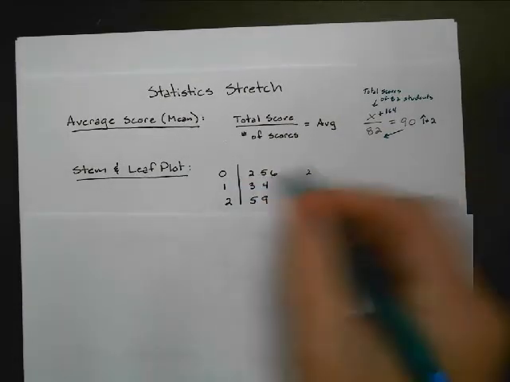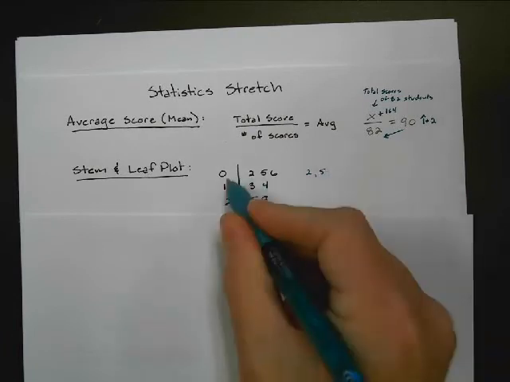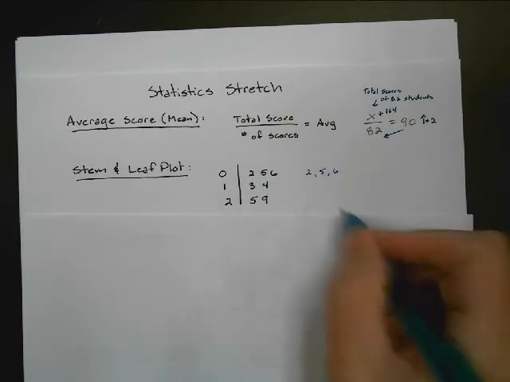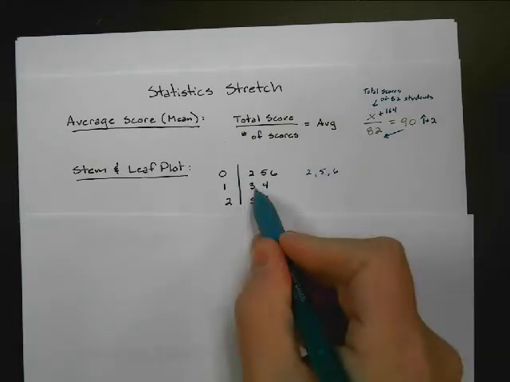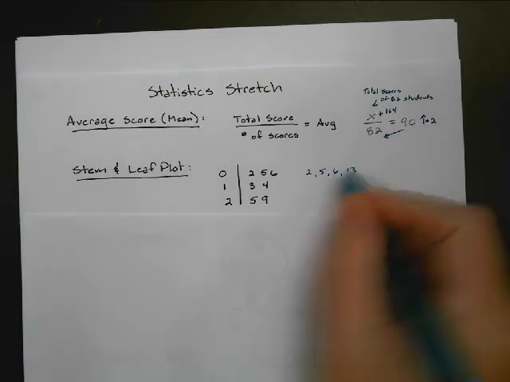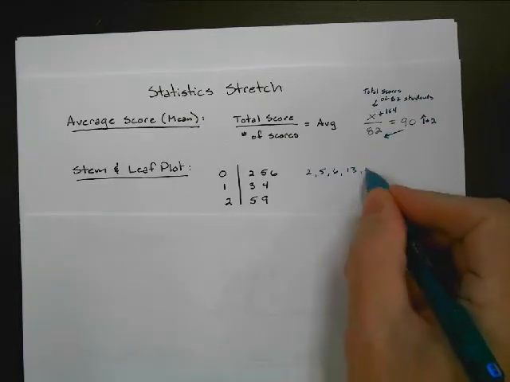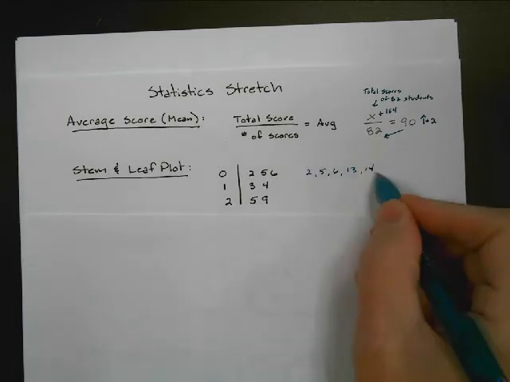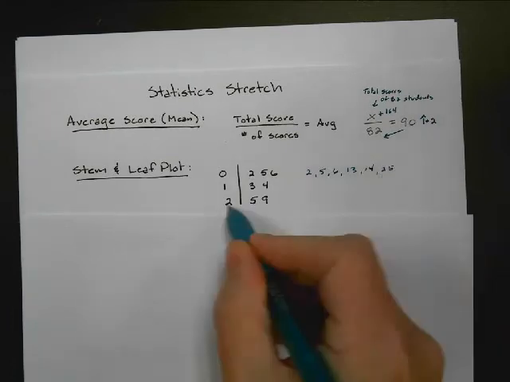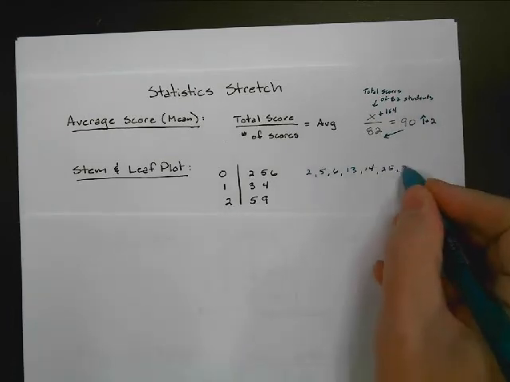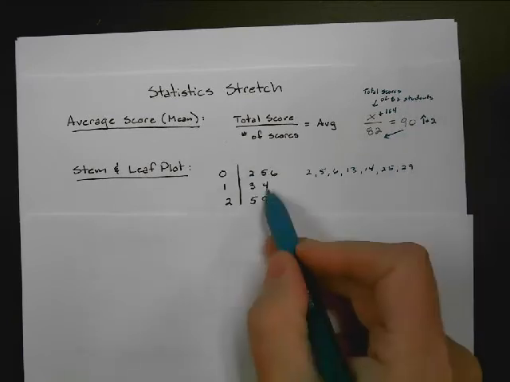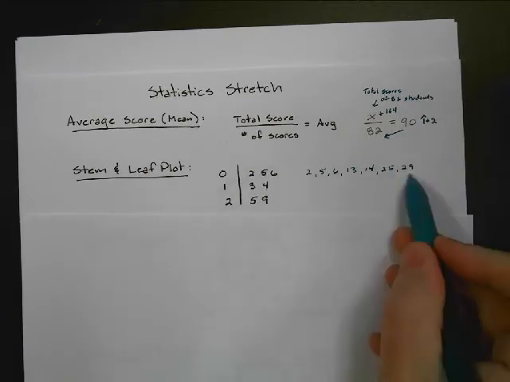This number is 0, 5, so that's a 5. This number is 0, 6, so that's a 6. This number here would be 1, 3, so that's 13. This would be 1, 4, so that's 14. 2, 5, so that's 25. And then 2, 9, that'd be 29. So this stem and leaf is just saying, okay, we've got these 7 numbers.